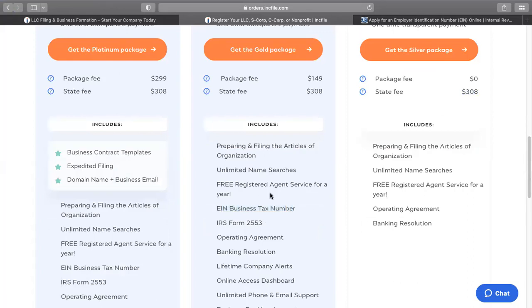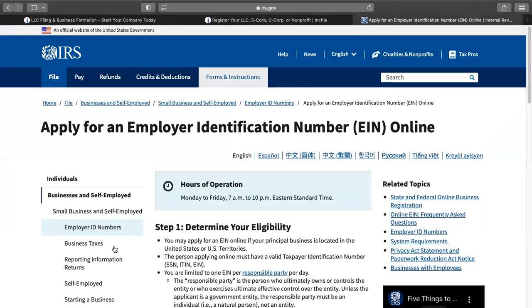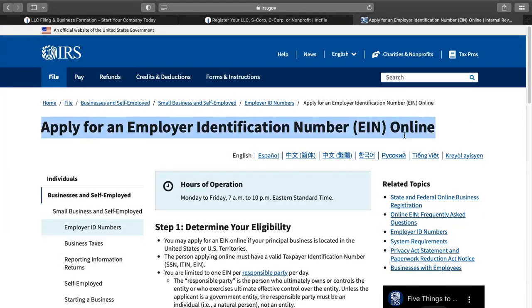It's the EIN. Each one does get a free registered agent service for years. So basically, you got a place that you have to send your official mail, whether it's like lawsuits, anything of that nature, to a registered agent service. So they have to get that information and notify you appropriately. So you get all of this. So I would choose Silver, boom, create my LLC, and then when you do your LLC, you're going to create your employer identification number, known as an EIN.